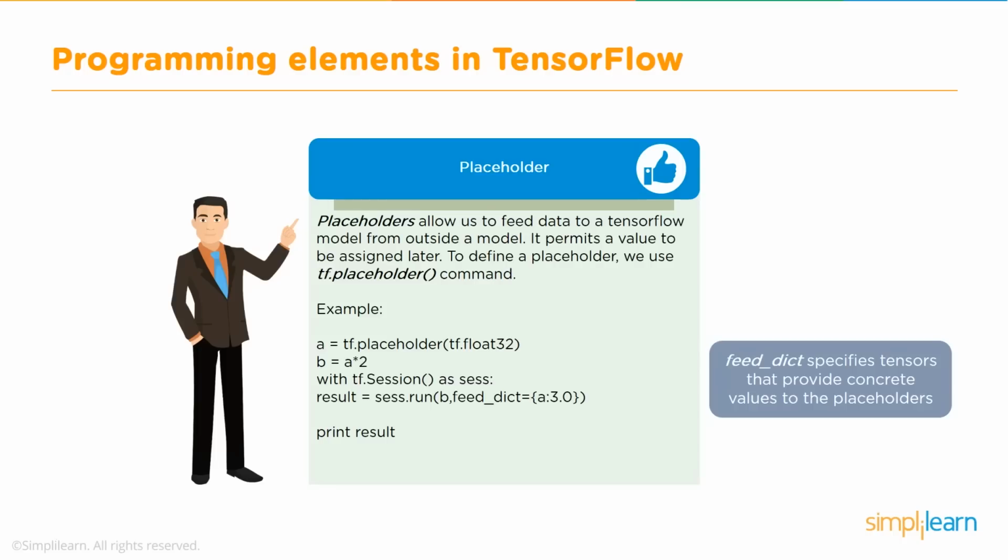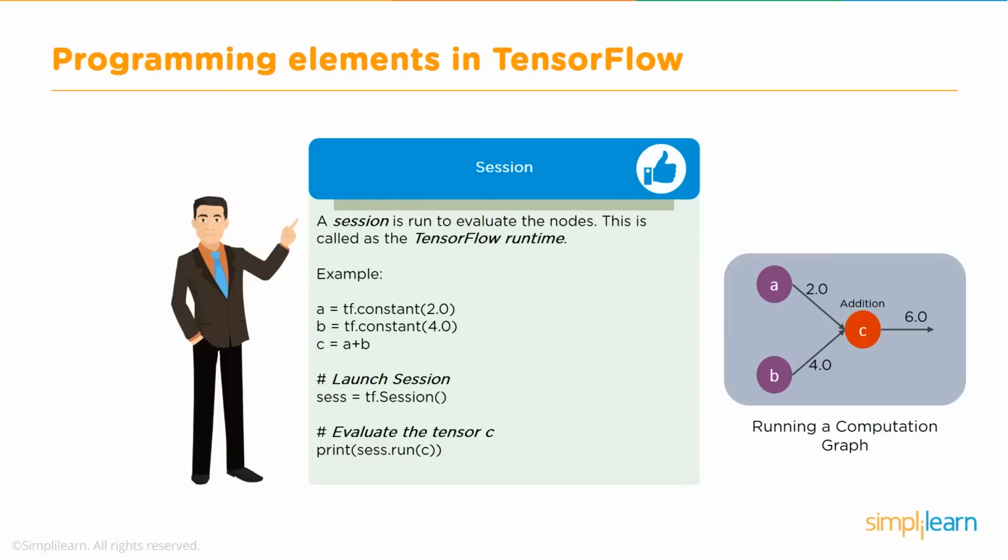One is constants, then we have variables, and then we have placeholders. The other component is the session. As I said, using these you have created your graph, and once you have created your graph, you need to execute it. The only way to execute this graph is by calling what is known as a session and then the method called run. That's the only way to execute your graph.